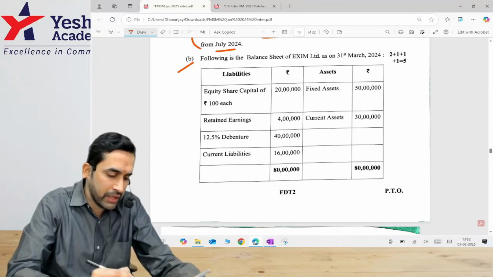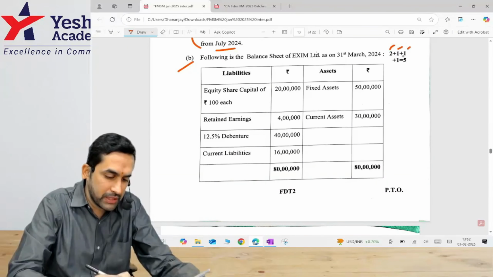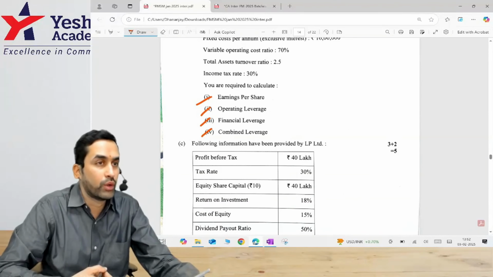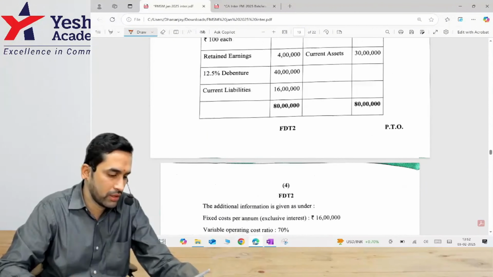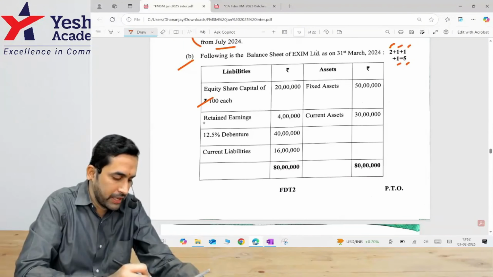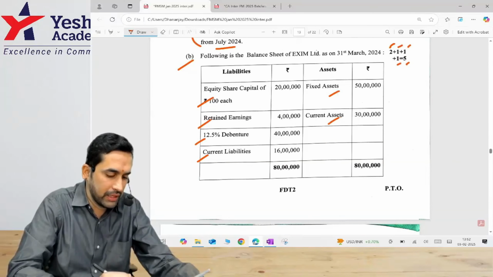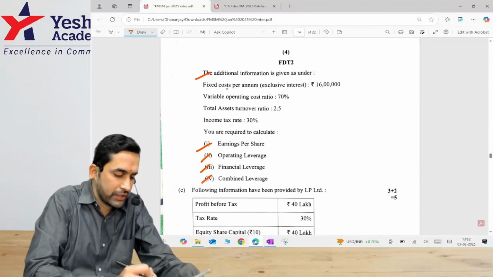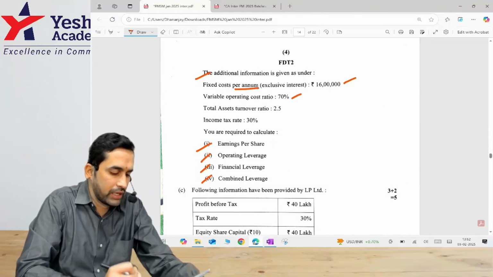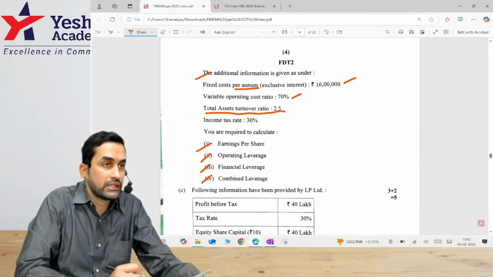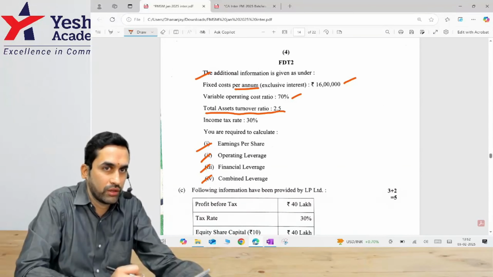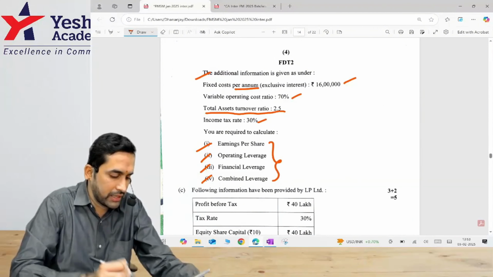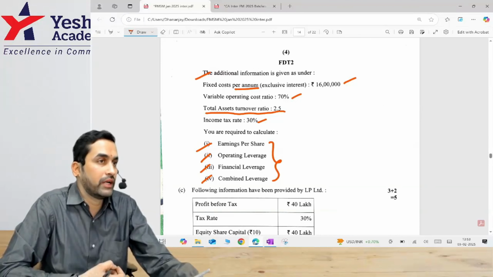Question number B. Here you notice 2 plus 1 plus 1 plus 1, 5 marks, and here they have asked you to calculate 4 things. Now you know how they are going to allot marks. They gave you balance sheet, equity, reserve, debenture, current liability, FA and CA. After that, the additional information is as under: fixed cost per annum 16 lakh, variable cost 70%. You know what is total asset turnover ratio. With this you can find out your sales value, income tax rate given. You are required to calculate EPS, DOL, DFL and DCL.